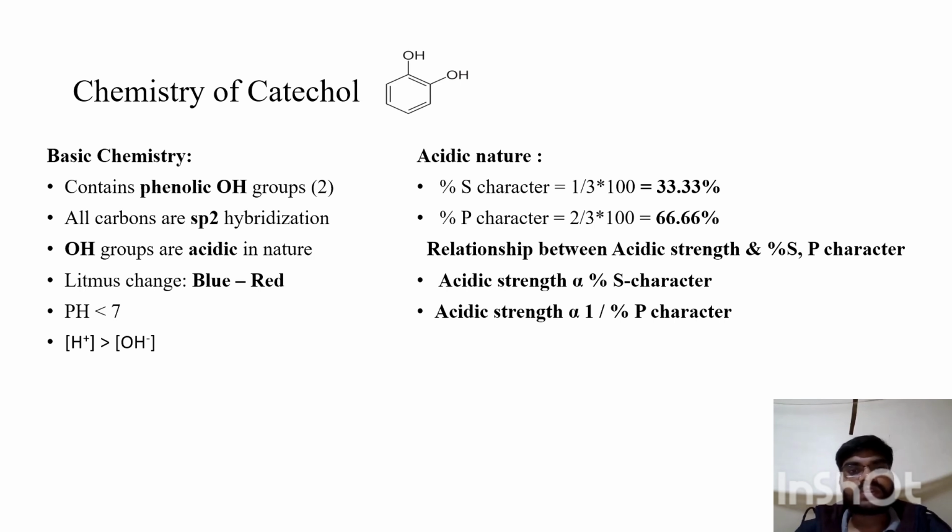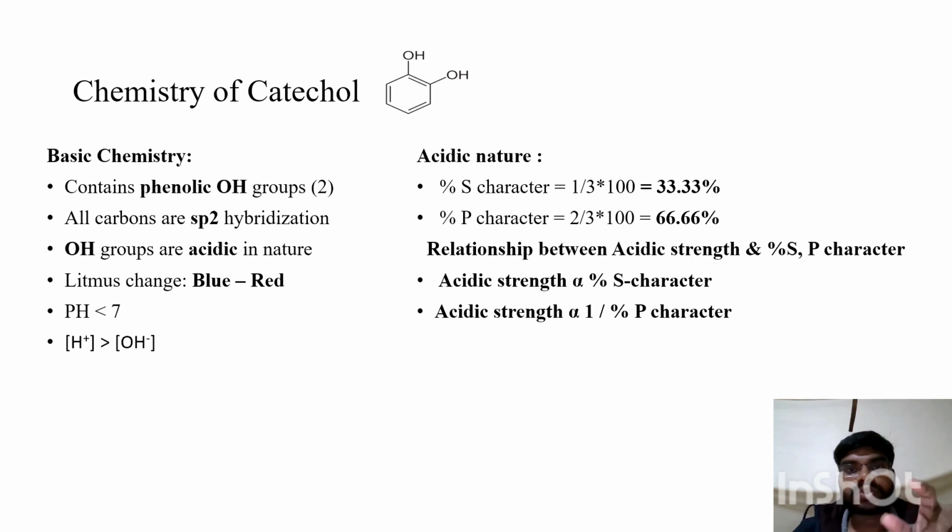What is the difference between an OH group which is directly attached to a benzene ring and an OH group which is directly attached to an alkyl group? That is nothing but the difference between a phenol and an alcohol. The main difference is that when the OH group is directly attached to an sp2 hybridized carbon atom, that OH group is termed a phenolic OH group.